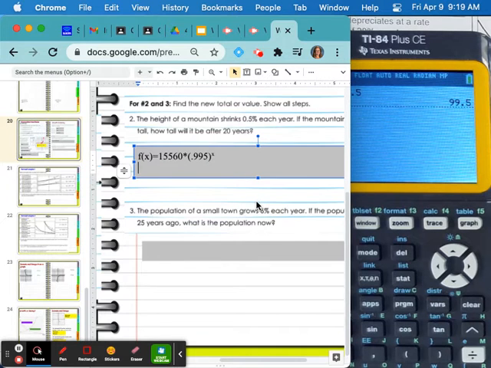Replace x with 20, exactly. So I'm going to do f of 20 equals 15,560 times 0.995 raised to the 20th power.